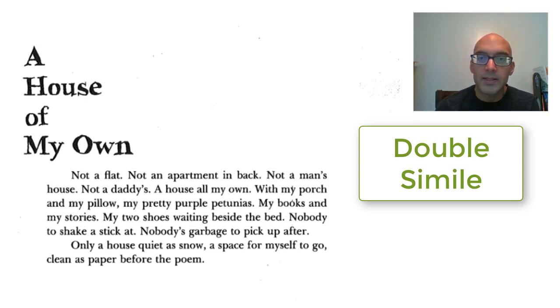Now, this imagery and this simile is enhanced by what she discussed earlier on. Earlier on, she talked about nobody's garbage, so it makes sense that she talks about clean as paper before the poem, right? So this double simile helps emphasize the ideas.